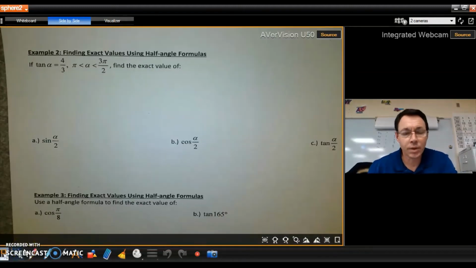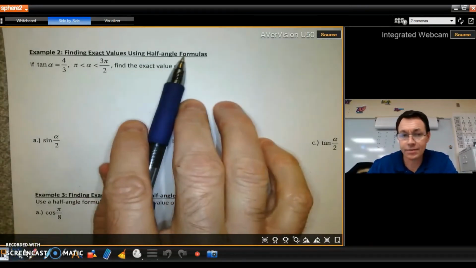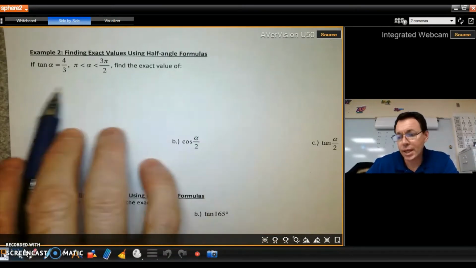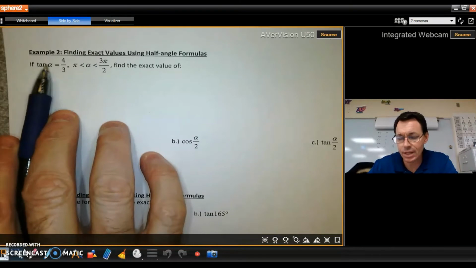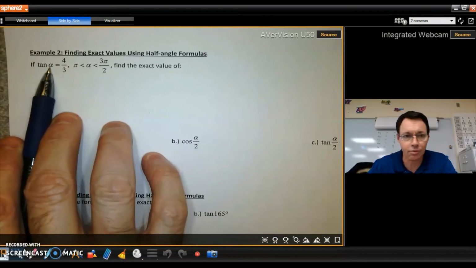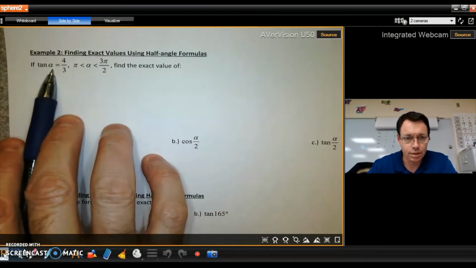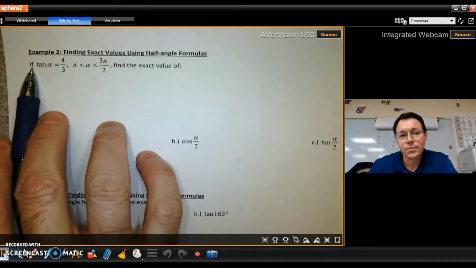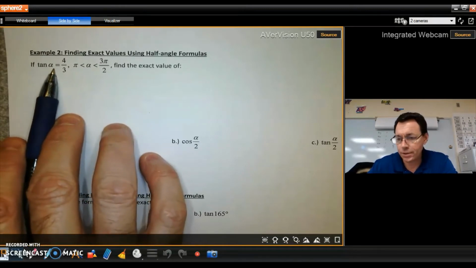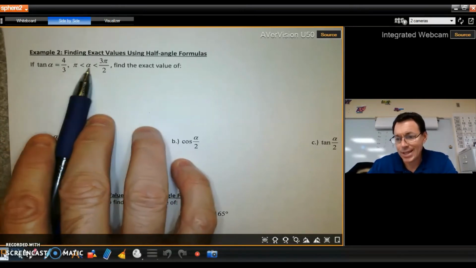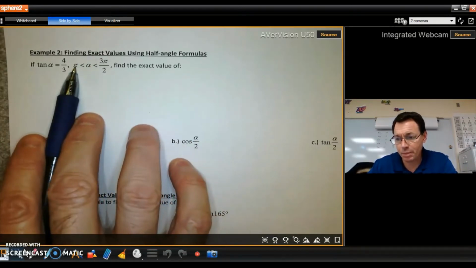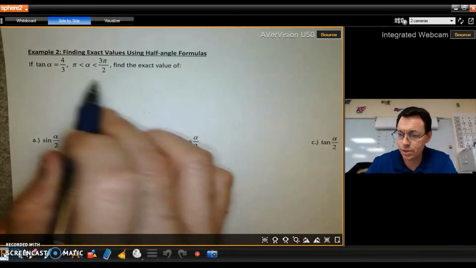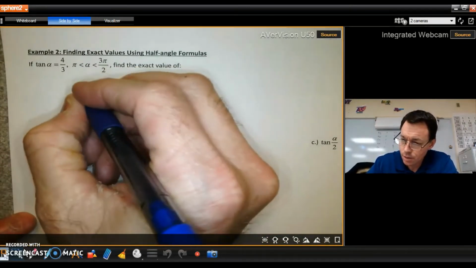All right, now on the back, we're going to take a look at the half angle formulas. So again, the first thing they're going to do is tell you something about a given angle. So in this case, they're using alpha. We could have used theta. It doesn't really matter. So if the tangent of alpha is 4/3, and they're also telling us where alpha is, that it's between pi and 3 pi over 2. So let's use that information.